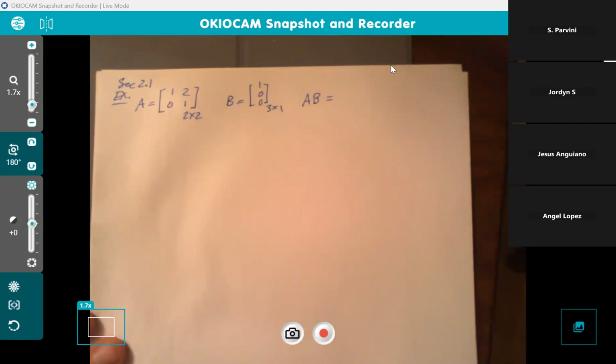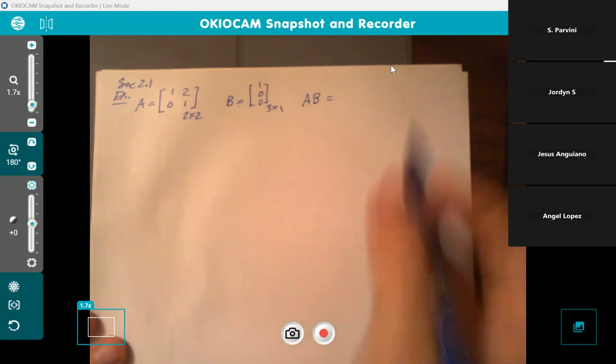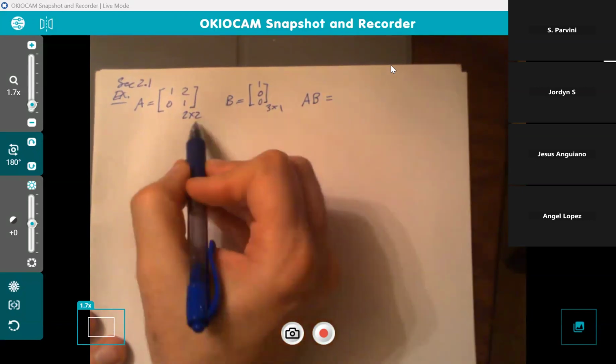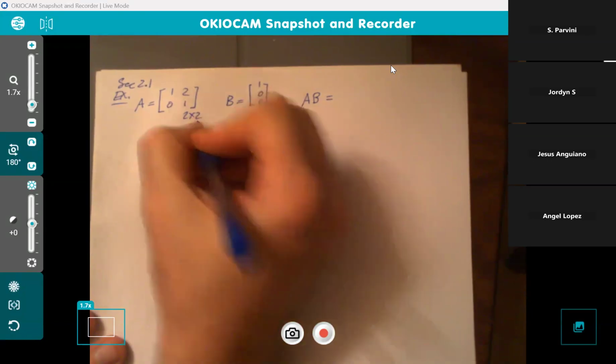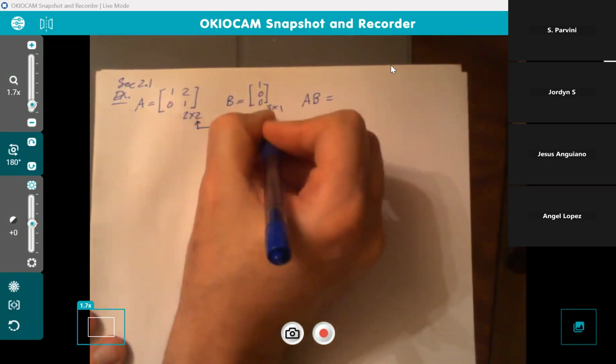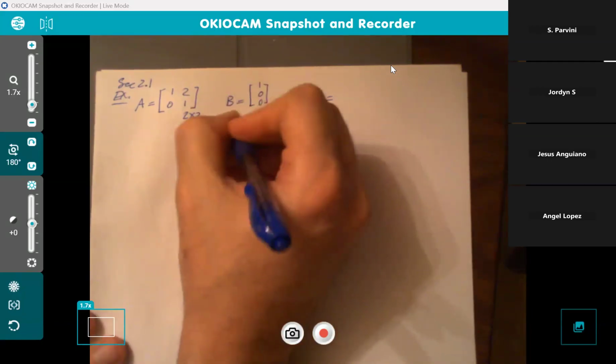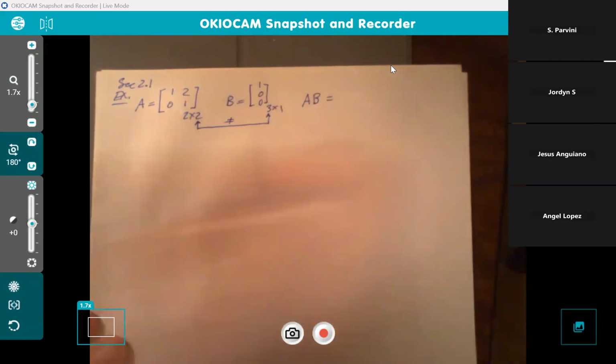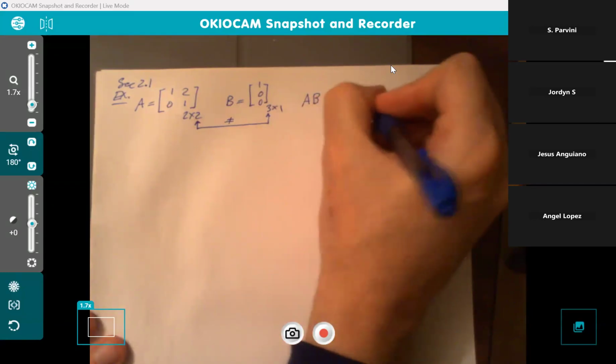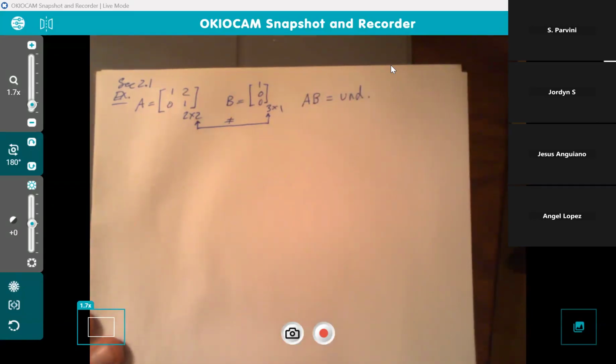We can't do it because the columns of A are not matching the rows of B. Very good. You see that? These are not equal. So this multiplication is undefined. It means no, sorry, we cannot do it. It's really just that.